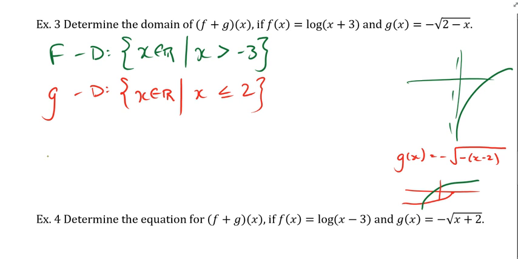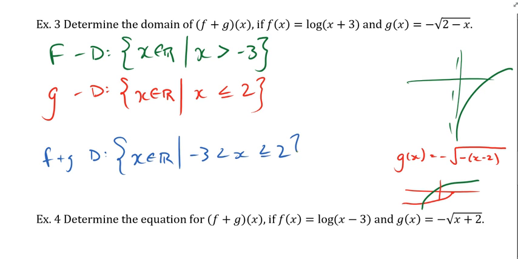So then f plus g domain, x is an element of the real numbers such that negative 3 is less than x, which is less than or equal to 2. Where they both exist. G at x exists starting at 2 and goes forever to the left. But f at x is bounded on the left. G at x is bounded on the right. So, everybody okay?